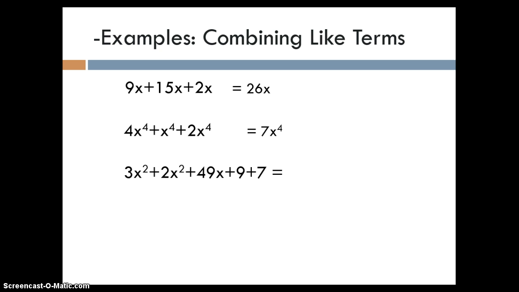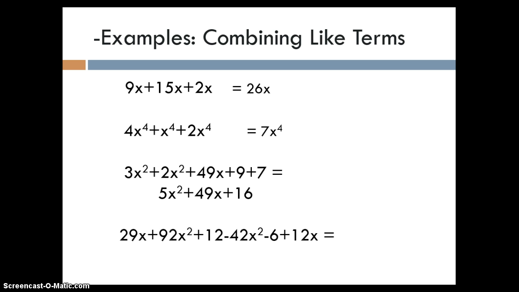3x squared plus 2x squared plus 49x plus 9 plus 7. They don't have the same variable all across the board. So tell me what can be combined. 3x squared and 2x squared, 9 and 7. Okay, so can somebody else give me the answer? 5x squared plus 49x plus 16.